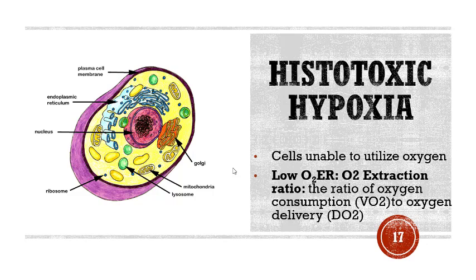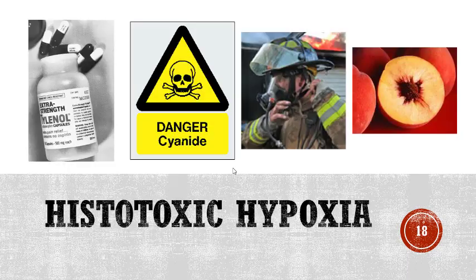And what this is, a low O2 extraction ratio. There's actually math involved in this. I'm not going to make you guys learn the math, but your cells have to be able to take up those oxygen molecules and use them in a metabolic process. A histotoxic hypoxia is a situation where the cells in your tissues can't extract the oxygen from your blood and they can't use it. Some things that can cause that: if you overdose on Tylenol, this can cause a situation where temporarily your cells cannot utilize oxygen.